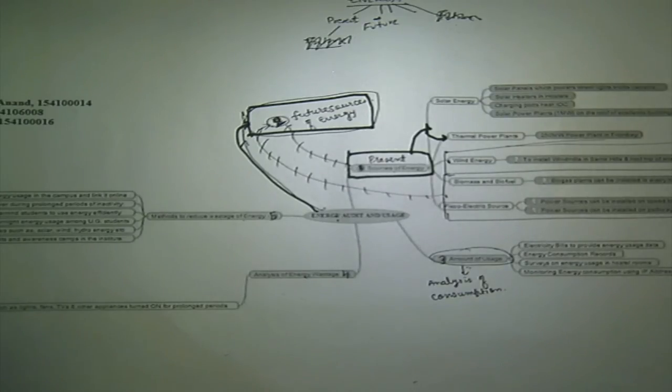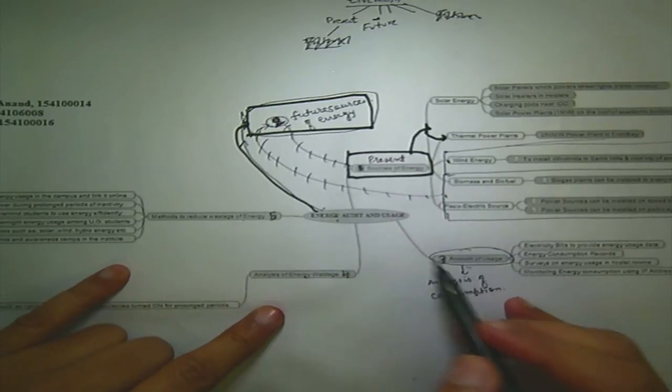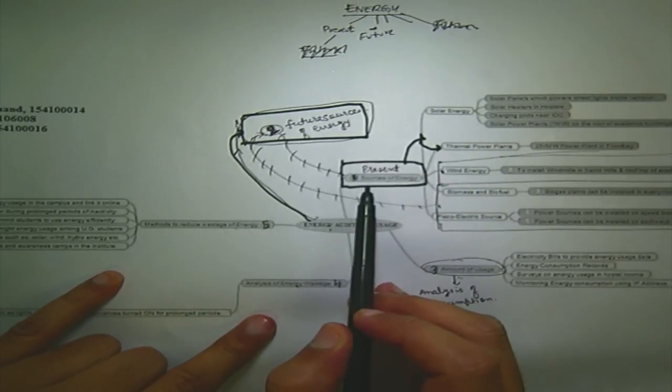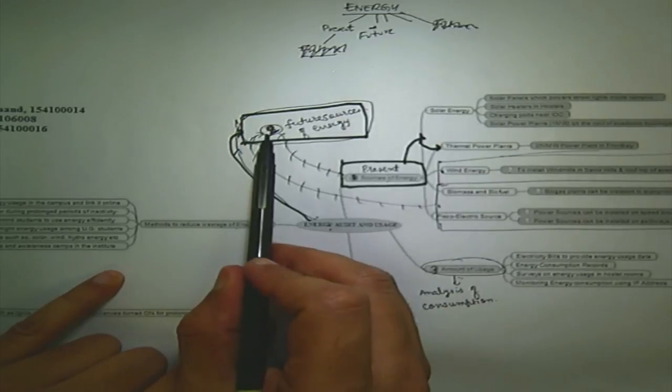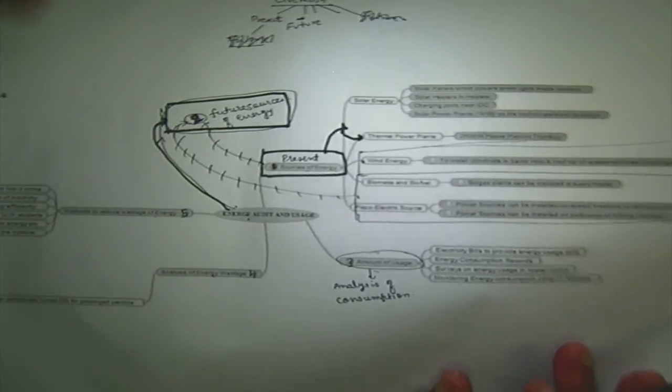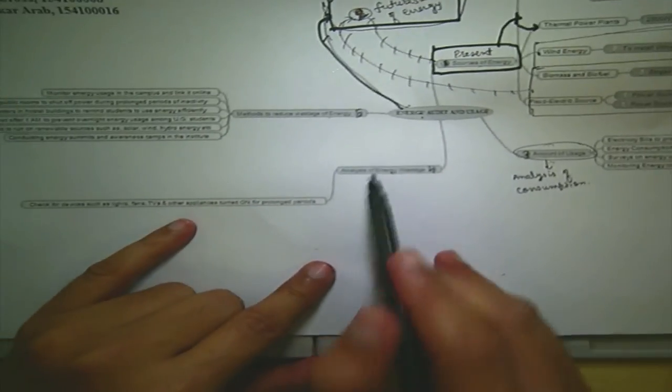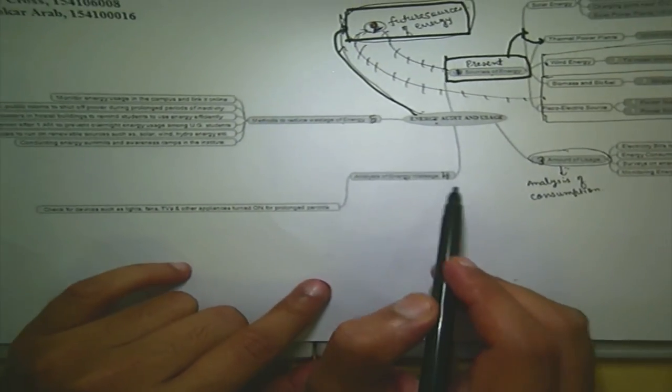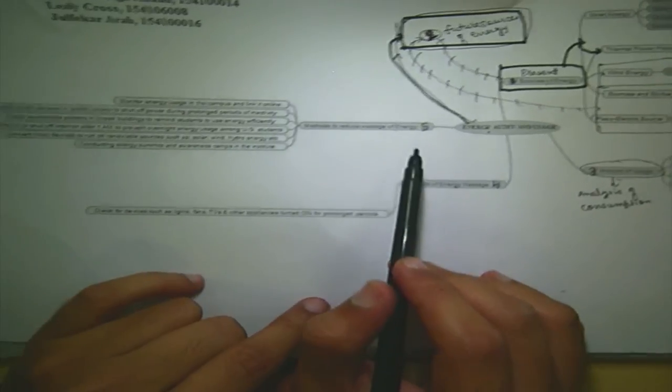Also, they have not prioritized that. They have not given numbers. They have not specified the priority of the presentation. So we have given that priority. Present sources is the first, then future scope is second, then analysis of consumption is third, then analysis of energy wastage is fourth, and methods to reduce the waste energy is fifth.